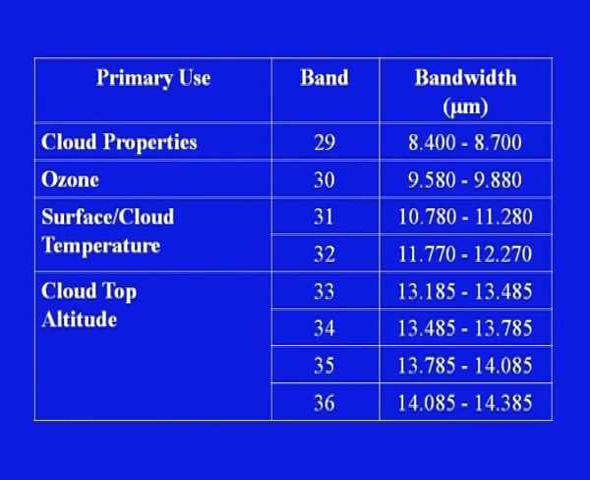Band 29 is used for ascertaining cloud properties. Band 30 is dedicated for ozone measurements. Bands 31 and 32 provide information on the surface and cloud temperatures, while bands 33 to 36 provide information regarding the cloud top altitude.